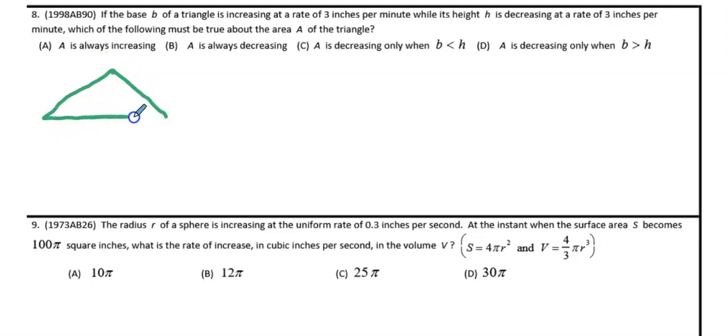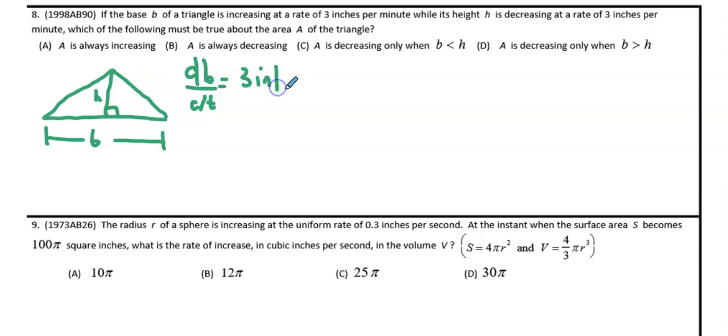So let's look at our triangle. Here's our height, and here is our base. It's telling us that the base of the triangle is increasing at a rate of 3 inches per minute, so the change in the base with respect to time is 3 inches per minute. And it's saying that the height is decreasing, so the word decreasing here means that it's negative. The change in height with respect to time is negative 3 inches per minute.